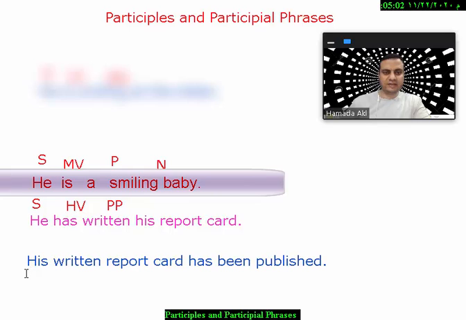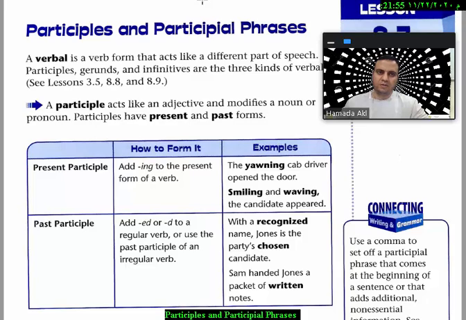In the second example, his written report card has been published. In this example, the word written is not a verb, it's a participle, and it describes the report. So, a participle can be a word that ends with an ing, or it can be the third form of the verb, but the common thing is that both of them describe a noun or a pronoun. So let's continue.